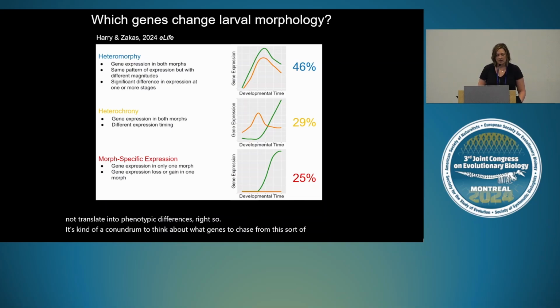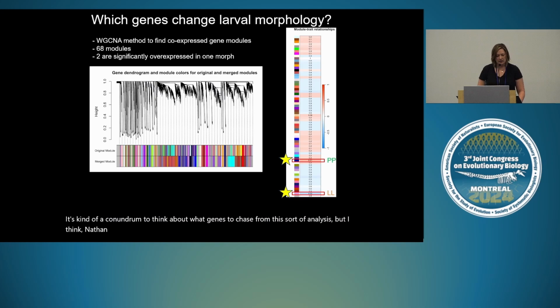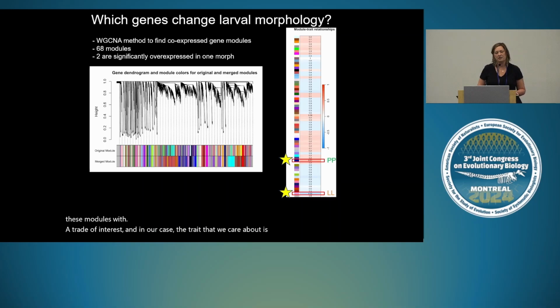But I think Nathan was quite smart about it, and he decided to do WGCNA analysis, which is weighted gene co-regulatory network analysis. And again, I don't have time to go into this, but what it does is it groups our genes into modules based on co-expression. And what he found is that there are 68 modules in our data set of co-expressed genes, and we can associate these modules with a trait of interest. And in our case, the trait that we care about is planktotrophy or lecithotrophy, right?